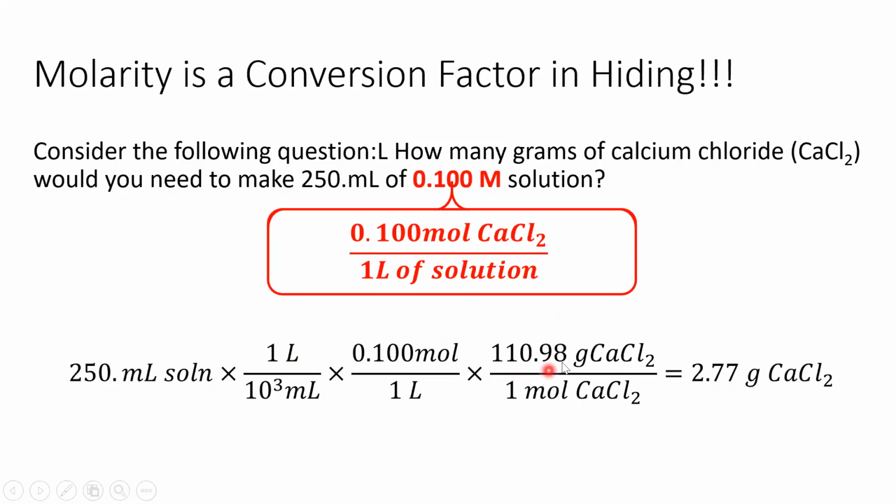Now, where does this 110.98 come from? It comes off the periodic table. It's the molar mass for calcium chloride: calcium times 1 plus chlorine times 2. It just comes off the periodic table. So if we were to mass out 2.77 grams of calcium chloride and put it into 250 milliliters of total solution, the molarity of that solution would be 0.100 moles per liter, the concentration.